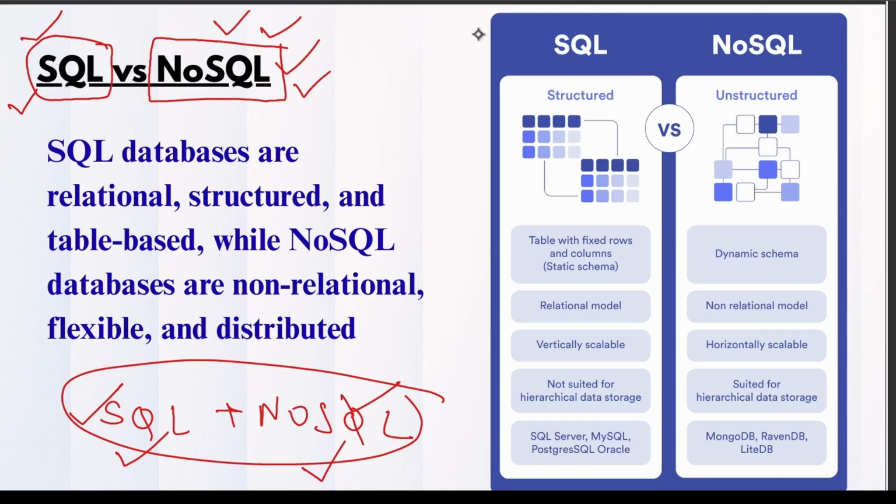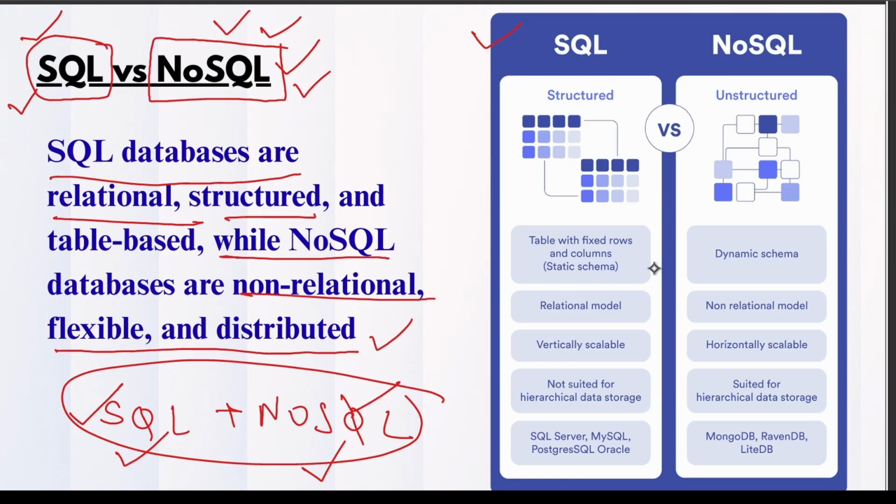Okay, you can read the difference between these in the table. It has been particularly mentioned over here. What is the exact difference? You can read: SQL databases are relational databases. Here relational means it's table format and structured, while NoSQL databases are non-relational, flexible, and distributed systems. In the comparison table, SQL has tables with fixed rows and columns, a fixed schema, and a relational model, while NoSQL has a dynamic schema and no relational model.